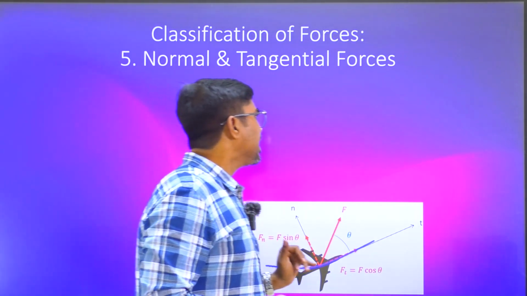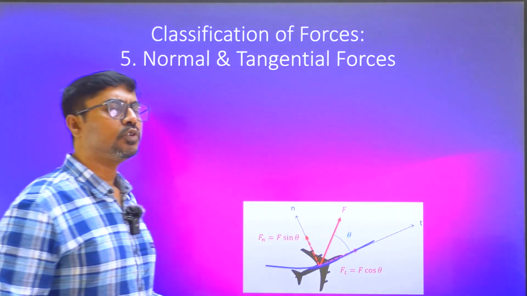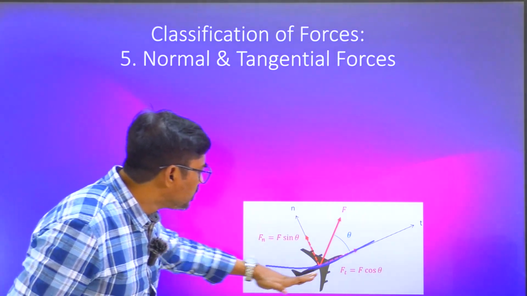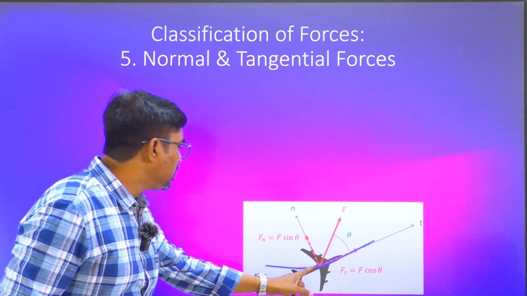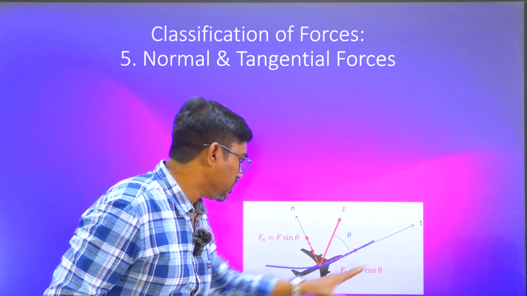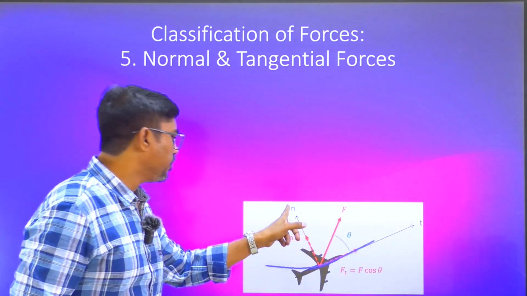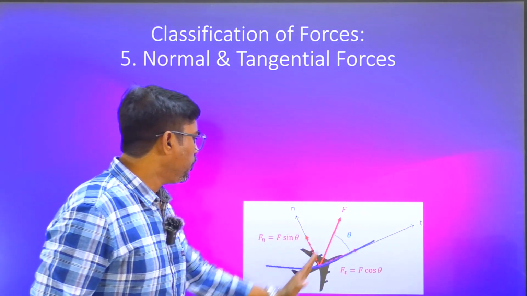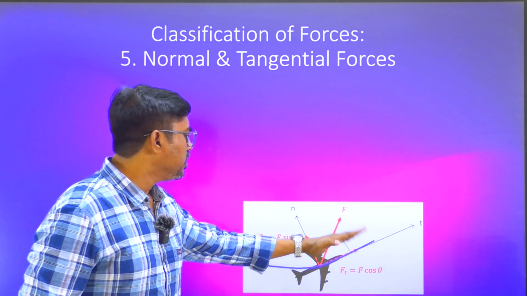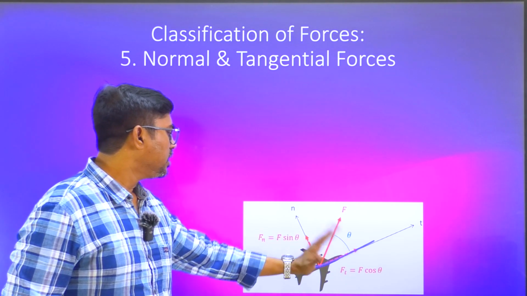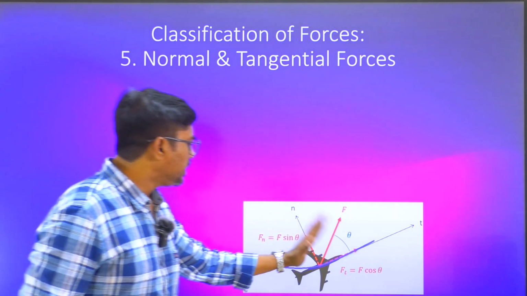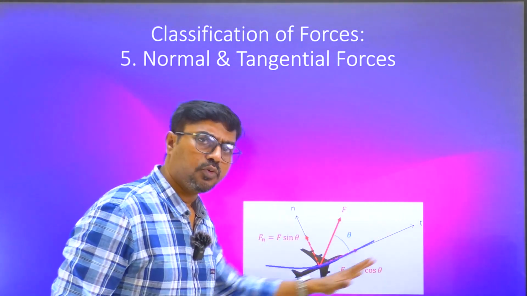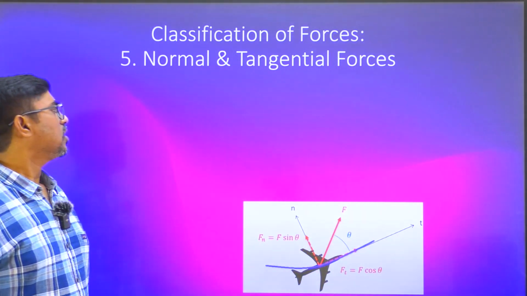And then we have another categorization based on the direction of the force. Imagine an aeroplane is going in this particular path. At this point, if I draw a tangent, this is a tangent. Perpendicular to that, you have the normal here. The net force that is acting on the aeroplane can be resolved into components: tangential component and normal component. The tangential component is called tangential force, and the normal component is called normal force.